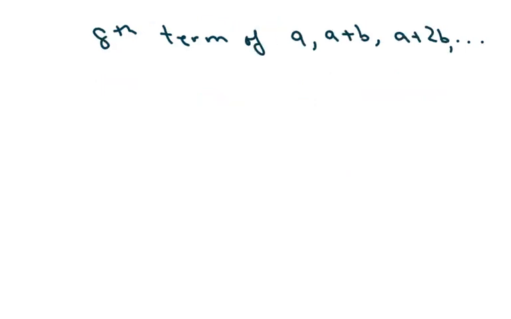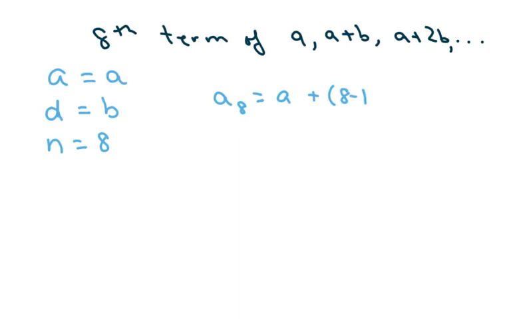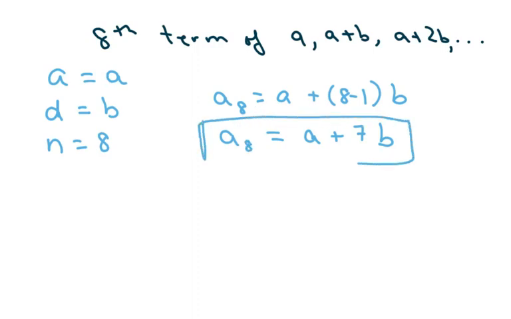The next one is the 8th term of this one. So a is a, and my common difference is b, because I keep adding a b to each thing, and my n is 8. So we're going to write a sub 8 equals a plus 8 minus 1 times my common difference, which is b. So we get a plus 7b. And that is your 8th term.